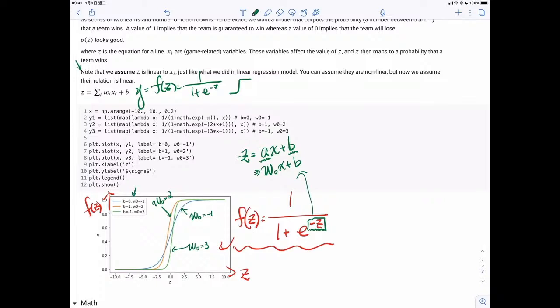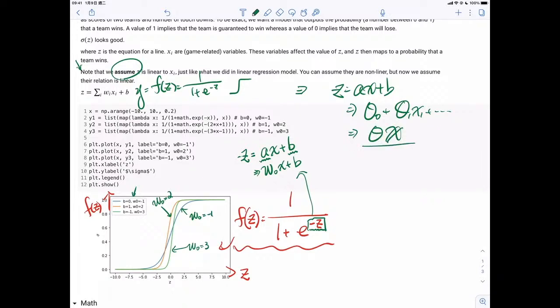However, what is the relationship between Z and our feature X, big X? In here we assume Z is linear to our X, so that we can write it this way: Z equals AX plus B, or any other form such as theta 0, theta 1, x1, or we simply write theta x or something like that. That is an assumption.